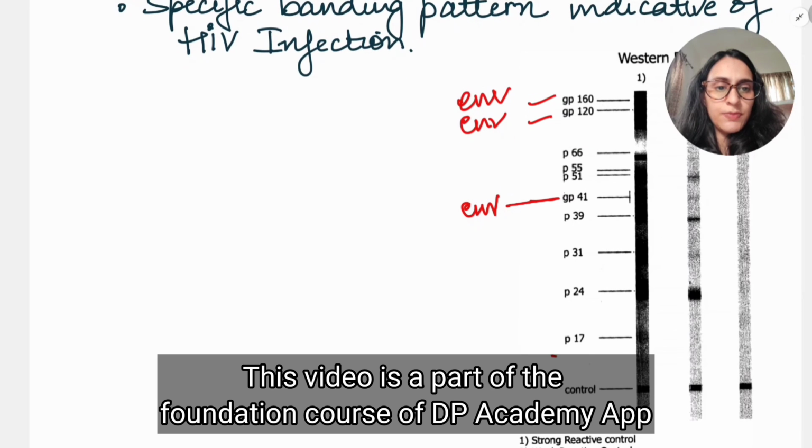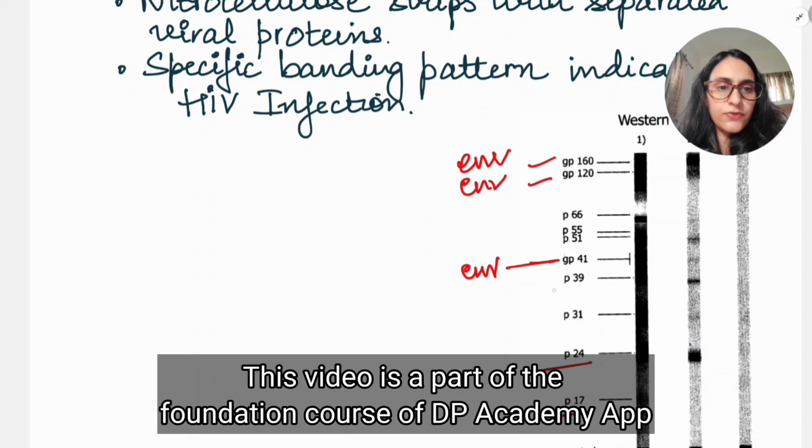Then we have GP17, GP24, GP6 and 7. They are not seen here, but they are the GAG ones. GAG. So 6, 7, 17 is the matrix and P24 is the capsid.